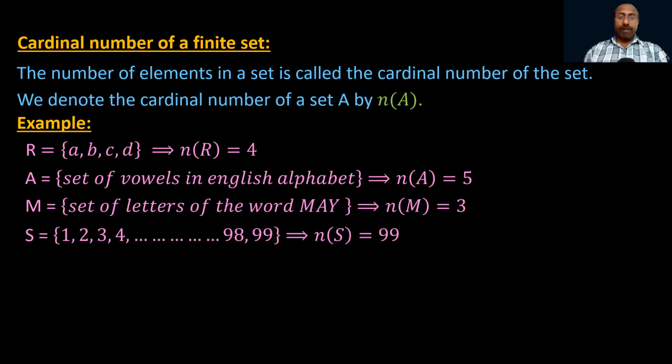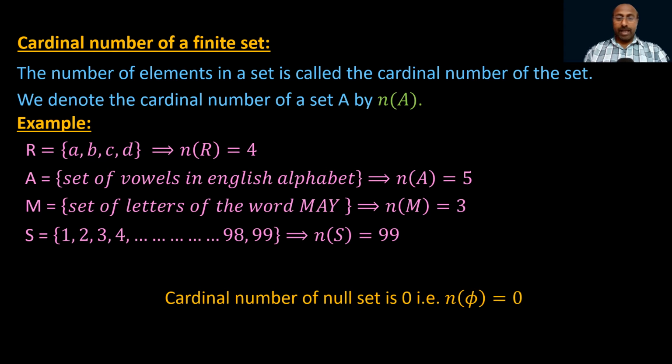S is equal to the set of 1, 2, 3, 4 up to 98, 99. That is from 1 to 99, totally 99 elements are present in set S. So n(S) is equal to 99. And similarly, the number of elements in the null set is 0. So the cardinal number of the null set is 0. That is, n(∅) is equal to 0. Okay. So let's solve some problems under the title Do This.